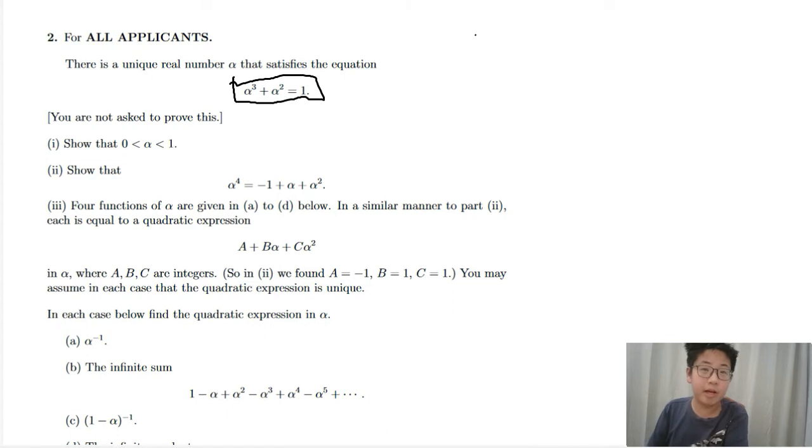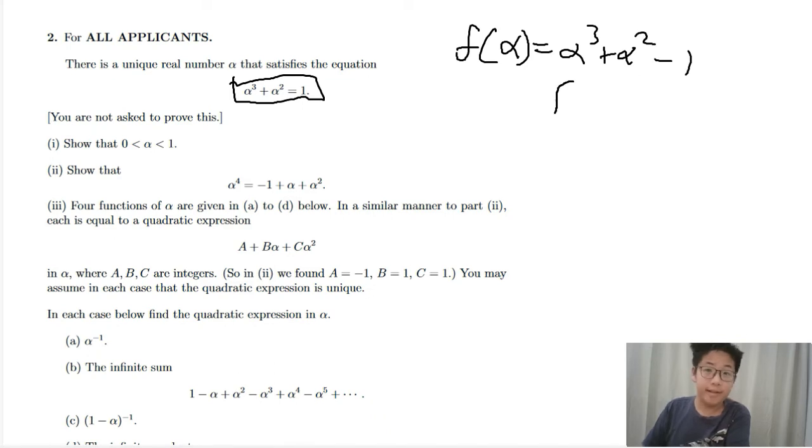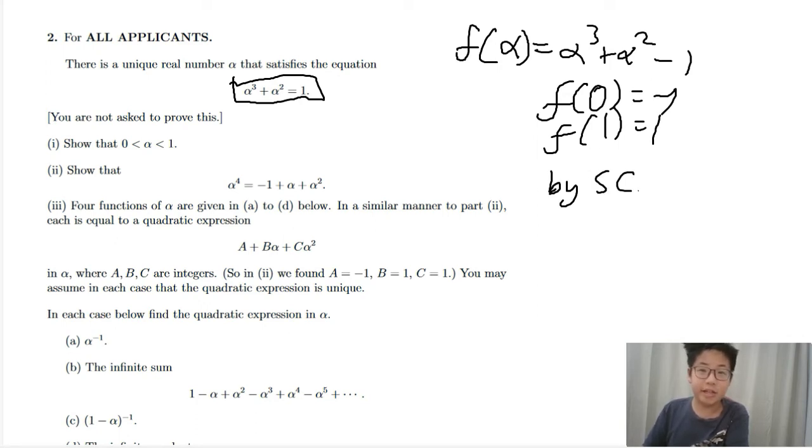So we move the 1 to the other side and let's define the function f of alpha, which does exactly that: alpha cubed plus alpha squared minus 1. So f(0) equals minus 1 and f(1) equals 1. And guess what this means? By the sign change rule, there is a root between 0 and 1, and that root is alpha.